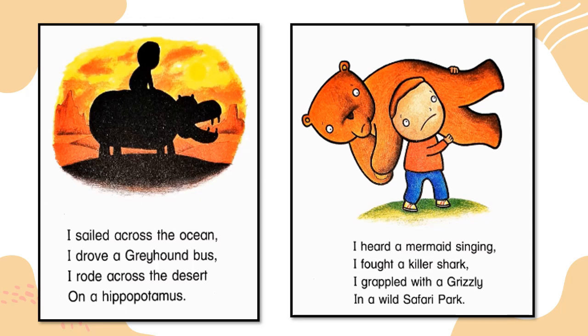Okay, I sailed across the ocean. I drove a greyhound bus. I rode across the desert on a hippopotamus. So the past tense is sailed, drove, and rode. Okay, now I heard a mermaid singing. I fought a killer shark. I grappled with a grizzly in a wild safari park. The past tense is heard, fought, and grappled.